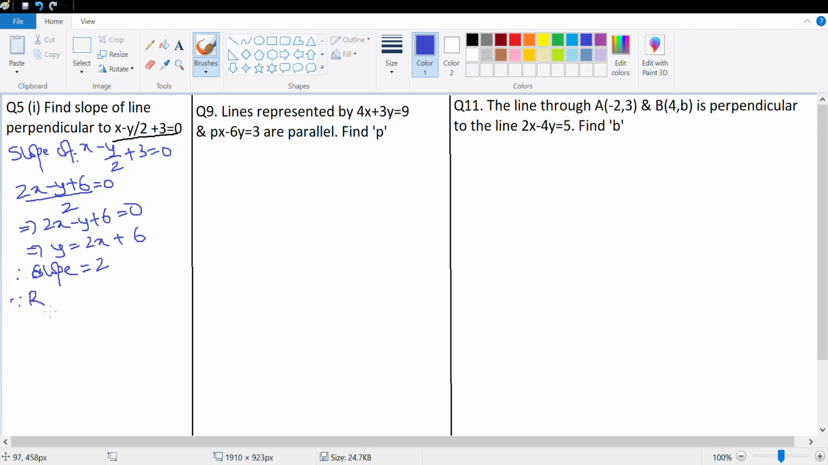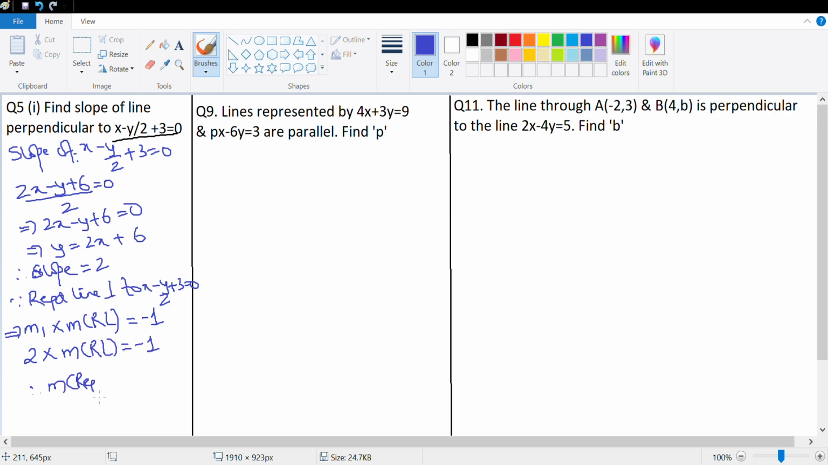Since the required line is perpendicular to x minus y by 2 plus 3 is equal to 0, the slope of line 1 multiplied with the slope of the required line will be equal to -1. So the slope of the given line is 2, multiplied with the slope of the required line is equal to -1. Therefore, the slope of the required line will be equal to -1/2.